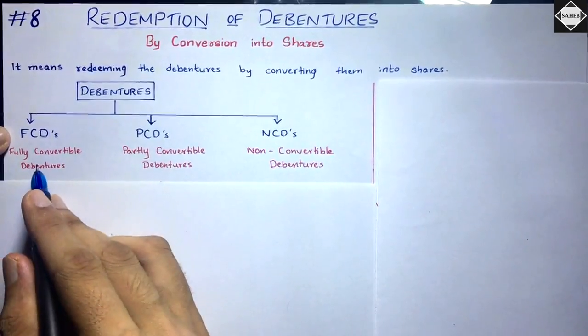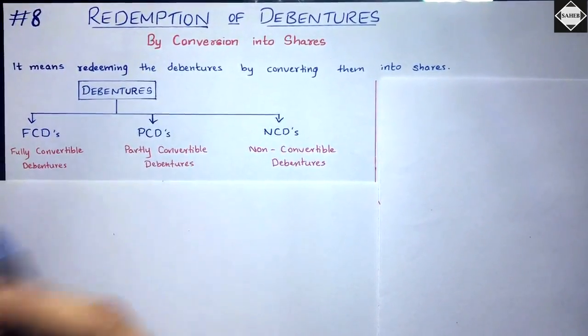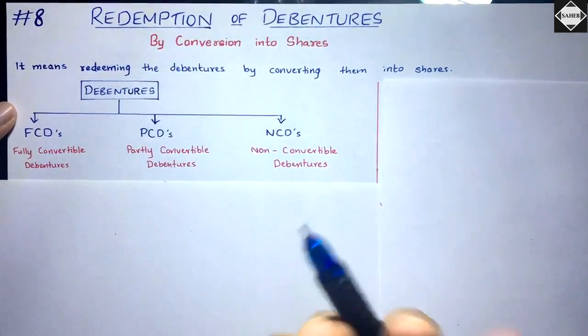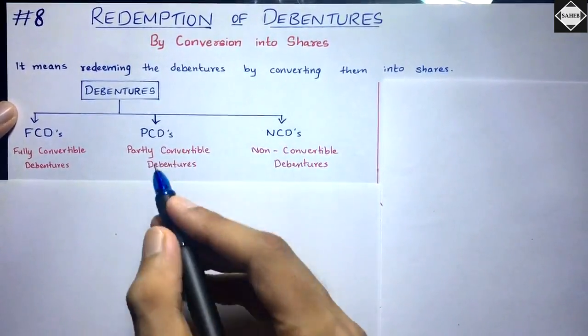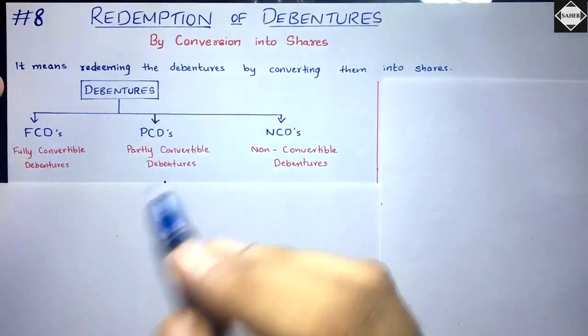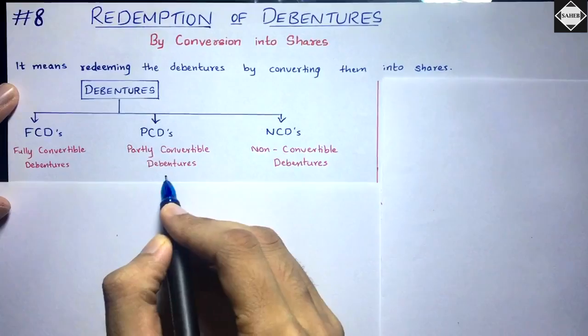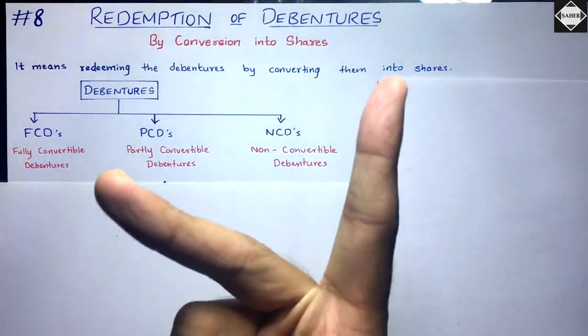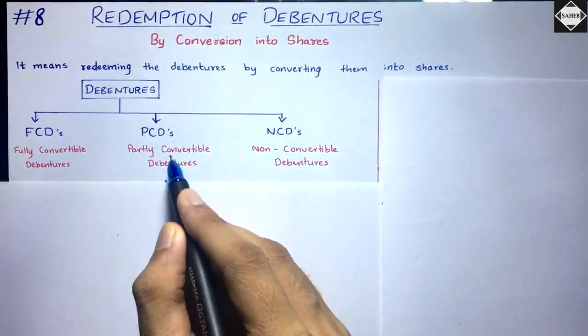Now FCDs, as the name says itself, means fully convertible debentures, so everything will be converted into shares. That's simple. Then you have PCDs, and 99% of our problems will be based around this. PCDs, partly convertible debentures. Now what happens in PCDs? Here you will have 2 portions, as the name says itself, partly convertible.